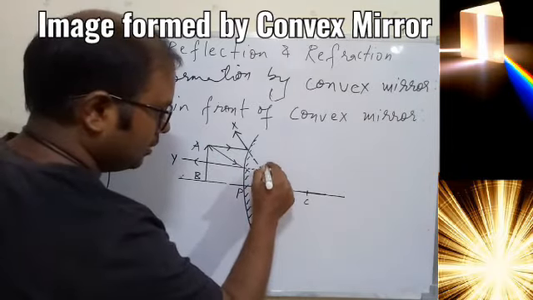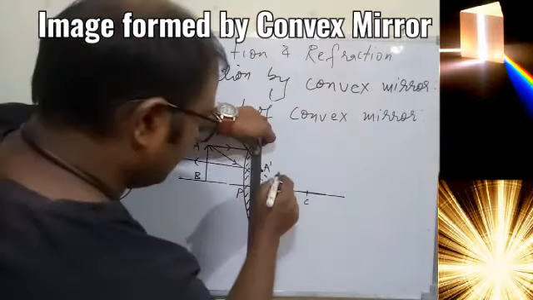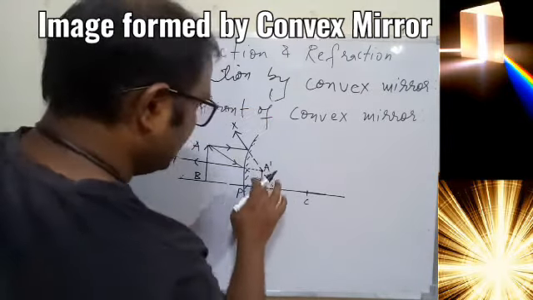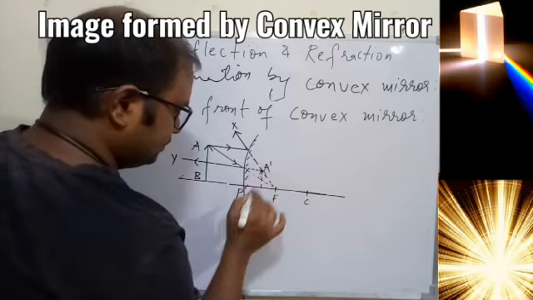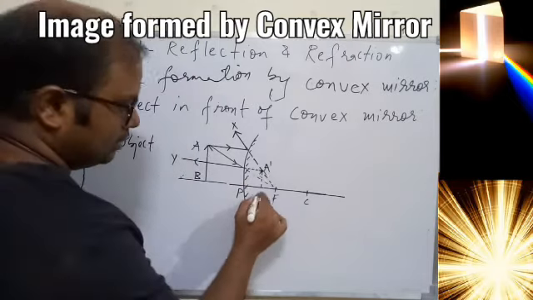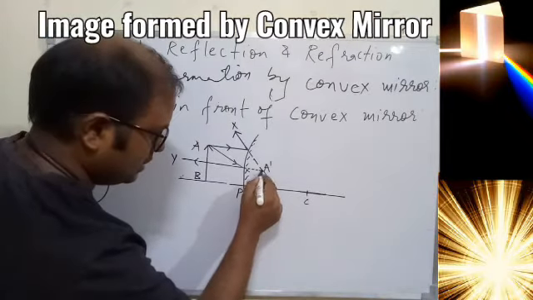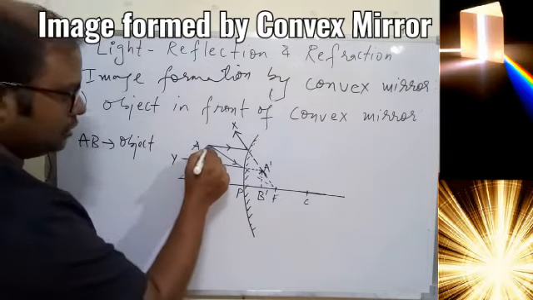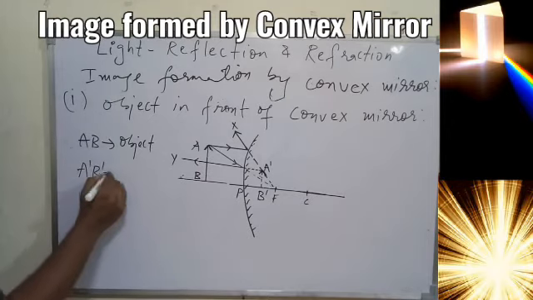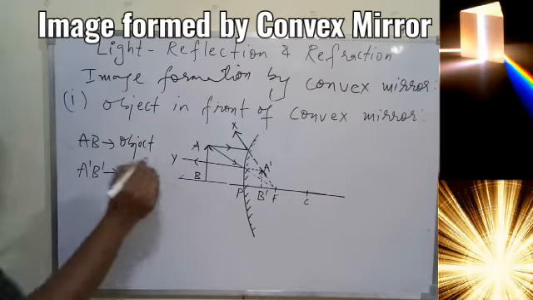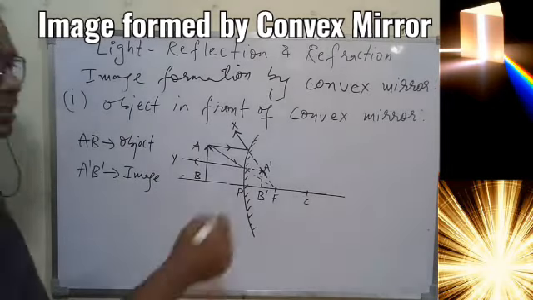So this must be the image A prime, because this is coming from A, and we have to connect the same with the principal axis. Again, remember, behind the mirror everything has to be dotted. So this is my A prime, B prime. I hope you understood. This is your image and this is your object. So A prime, B prime is the image. And now based on this image diagram, you can easily find out the characteristics.